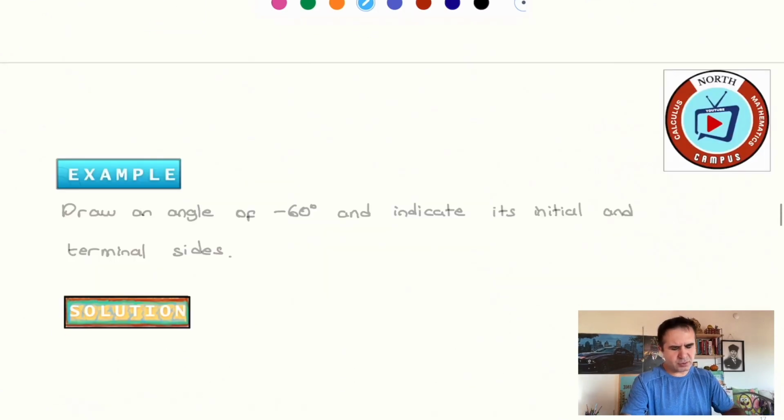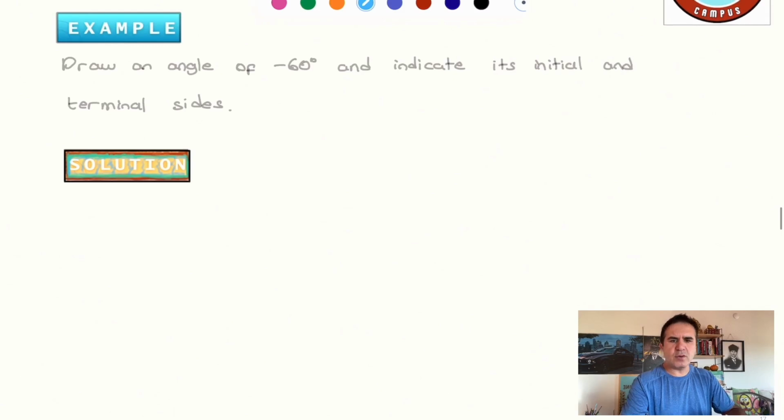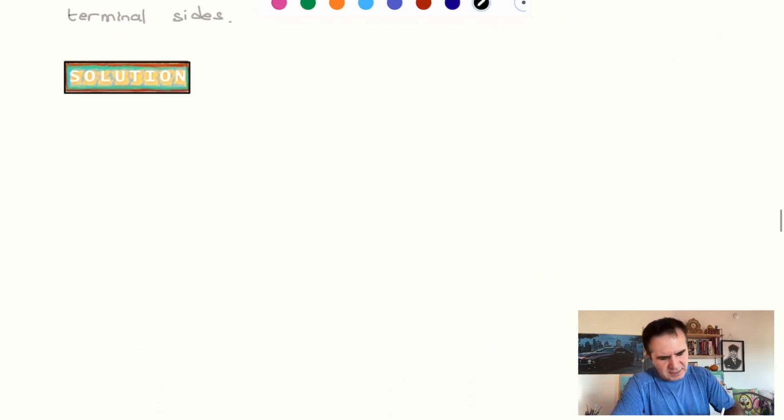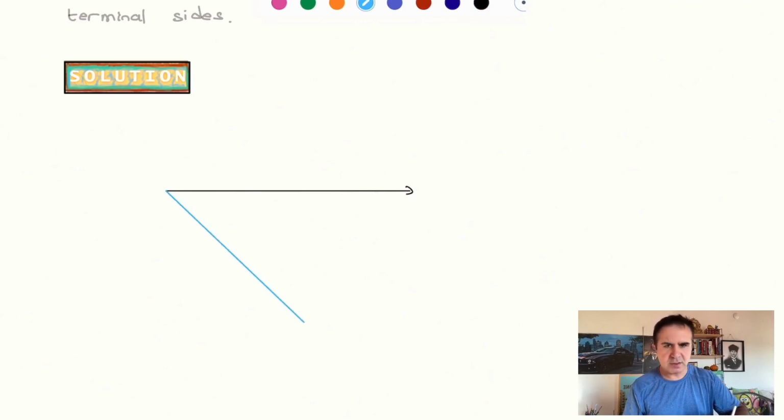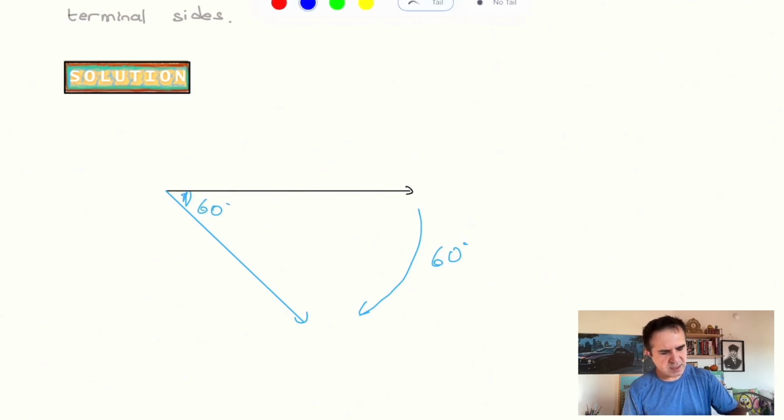And the next question. Draw an angle of minus 60 degrees and indicate its initial and terminal sides. Again, the initial side will be along the positive x-axis, but since this time the angle is negative, we will rotate it clockwise, and this is 60 degrees, and our angle is this.